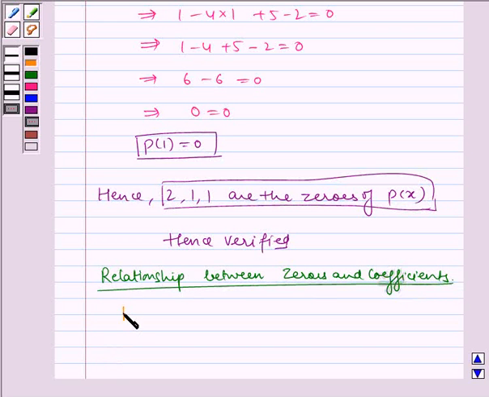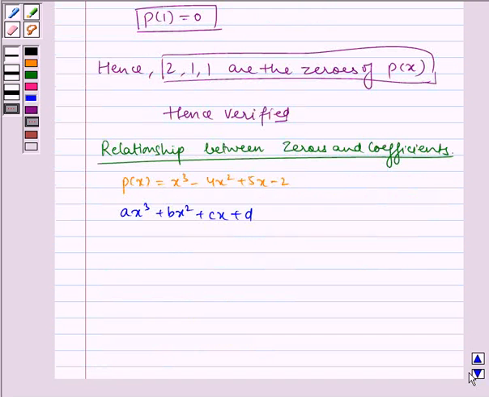Given to us, P of x is equal to x cube minus 4x square plus 5x minus 2. Comparing this with ax cube plus bx square plus cx plus d, we get a is equal to 1, b is equal to minus 4, c is equal to 5, d is equal to minus 2. Now, let alpha is equal to 2, beta is equal to 1 and gamma is equal to 1.